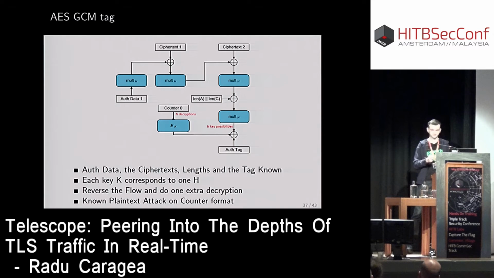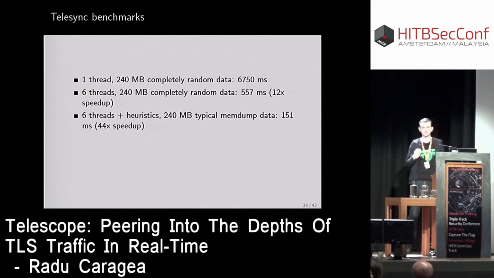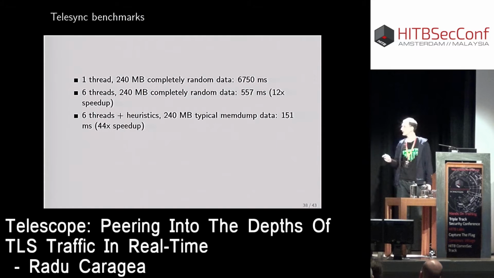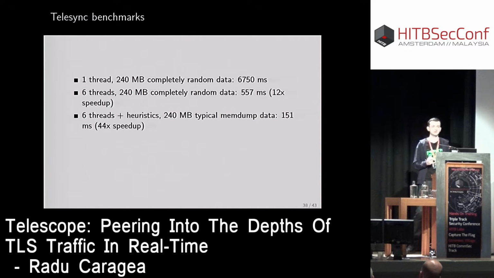All right. Some numbers again. If you have a memory dump that is completely random, which isn't usual in practice, and you try getting the GCM keys, it will end up taking about 7 seconds. If you throw more hardware at it, more CPUs, you will get a really cool speedup. Here we only have 6 CPUs, but a 12 times speedup. You can read about it in the paper if you're really curious.